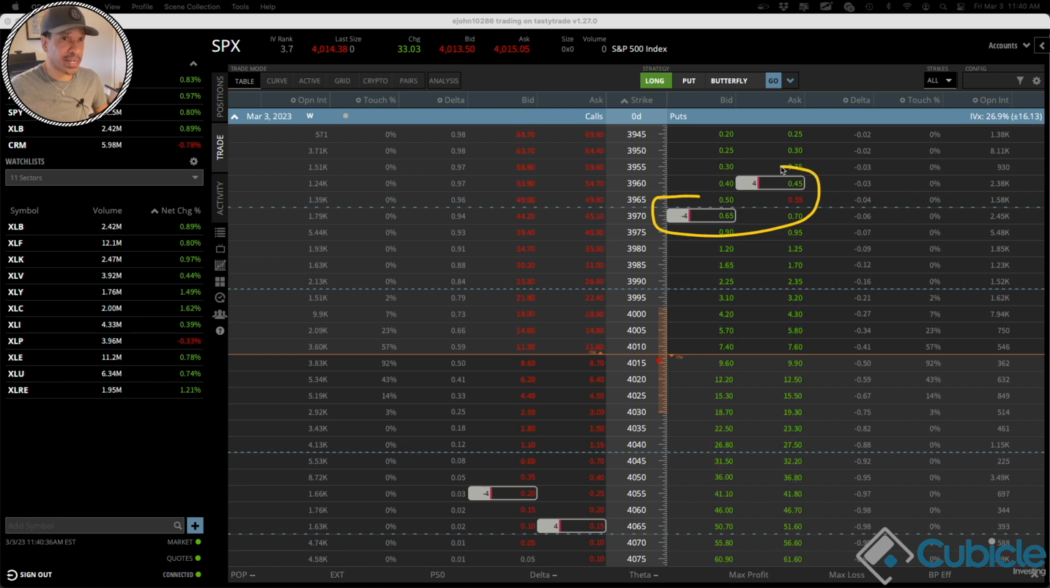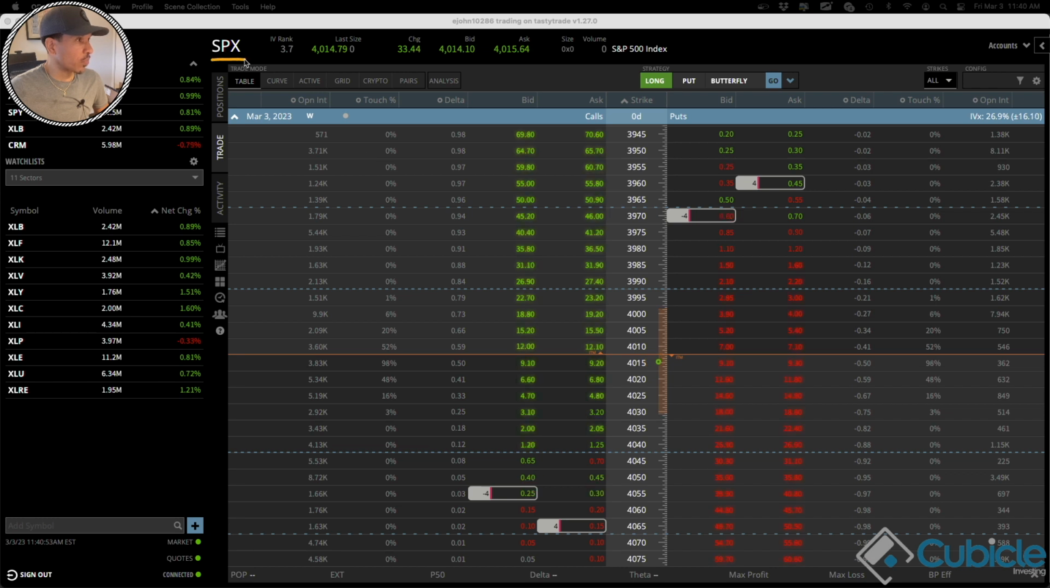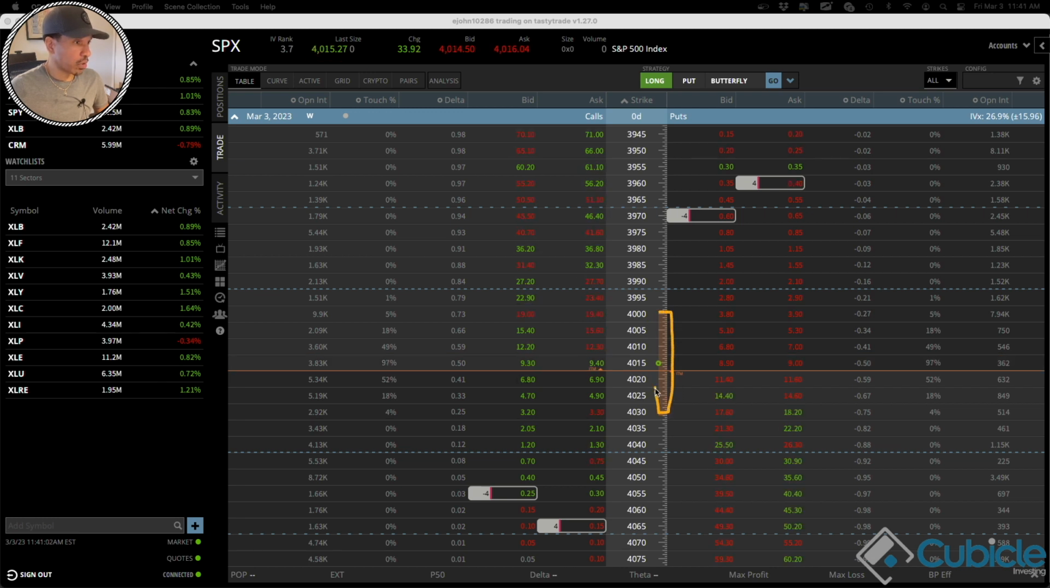And so you're just taking in additional credit without actually having to put up any more money, right? Because both sides are the same. So you can only be wrong on one side. All right, so yeah, here's the price of the underlying SPX, of course. Right now it's at 40.14 and some change. The expected move is constantly contracting. Right, so earlier it was at 23, so now it's at 16.